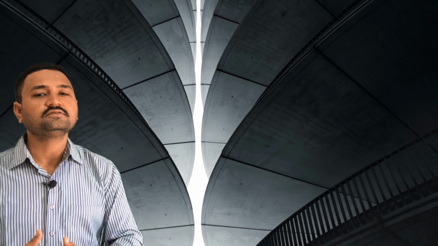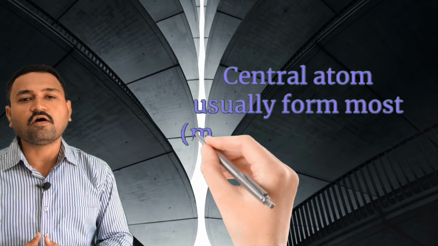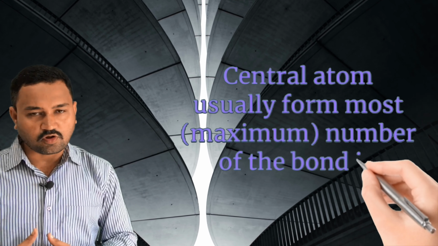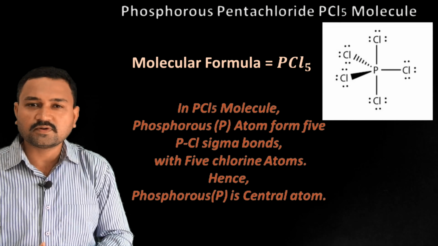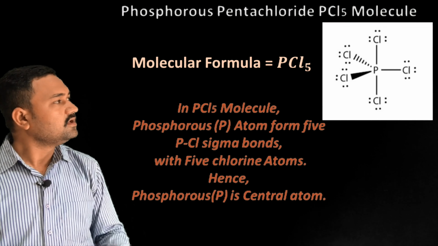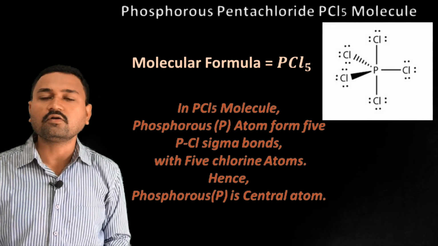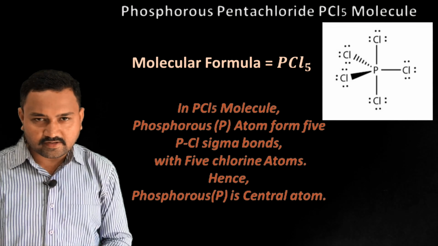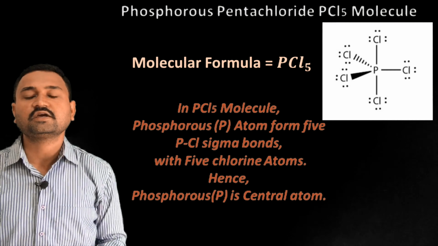Let's consider the second criterion. The central atom usually forms the most number of bonds in the molecule. Here I have taken the example of the PCl5 molecule, that is your phosphorus pentachloride molecule. Here the phosphorus forms 5 bonds with the chlorine atoms, hence phosphorus will be the central atom. So that is our second criterion.